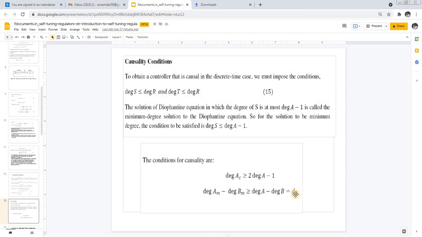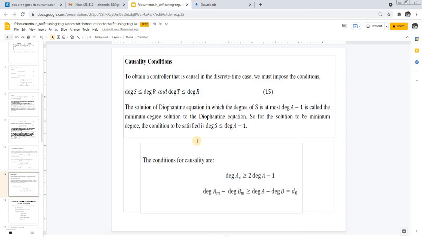So it is natural to choose a solution in which the controller has the lowest possible degree. In the discrete time case, it is reasonable, or very logical, to require that there is no extra delay in the controller, which tells us that the polynomials R, S and T should have the same degrees.